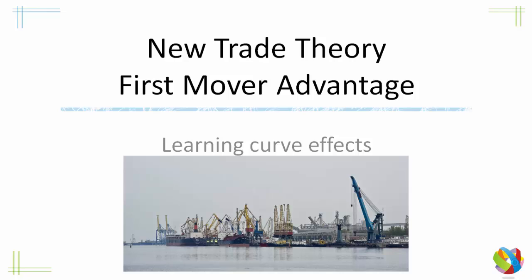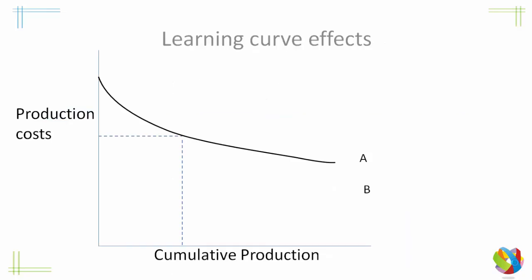But there's a little bit more to it than that. Let's have a look at this graph here. On the x-axis you will see cumulative production. This is the total amount of a product that has been produced since the company started producing that product. And these are the production costs. As we can see, the more that you produce of a product over time, the lower the costs will be. This company A has produced this amount of a product, and their production costs over time have reduced by this amount. Why would that be?